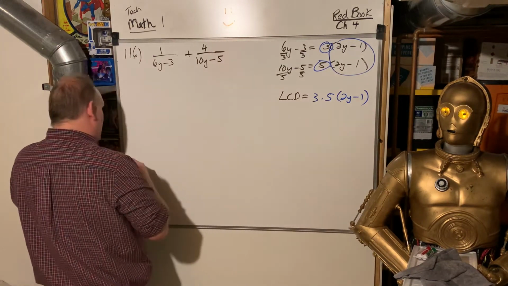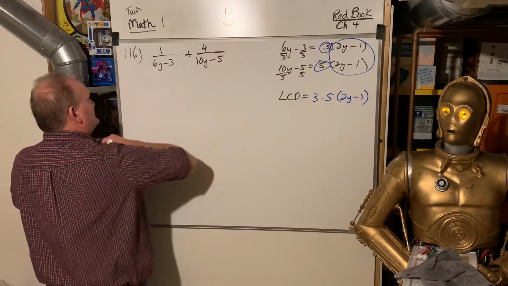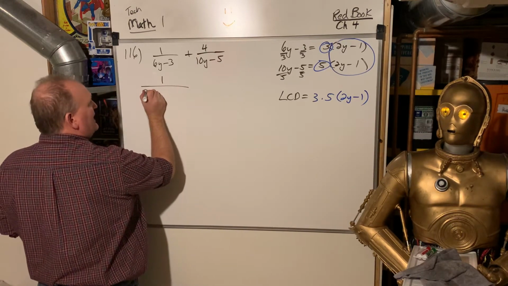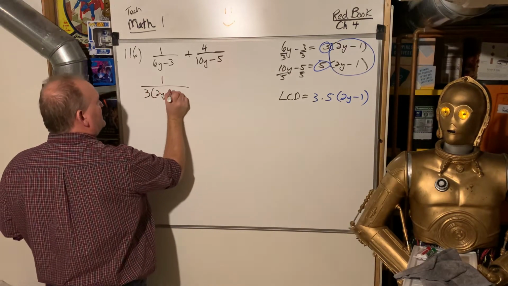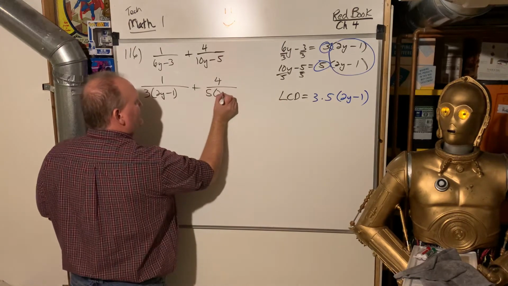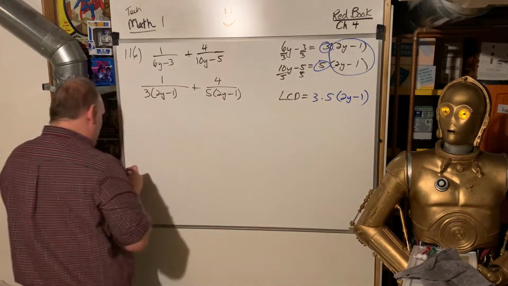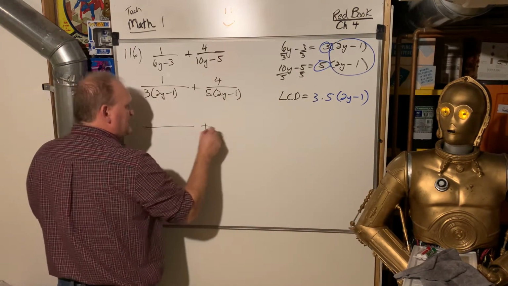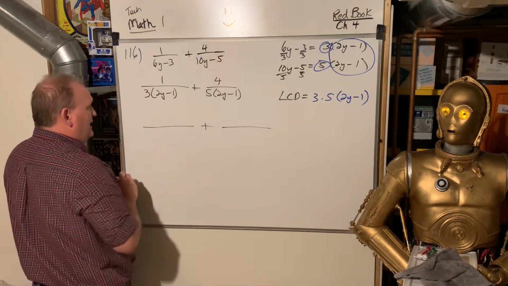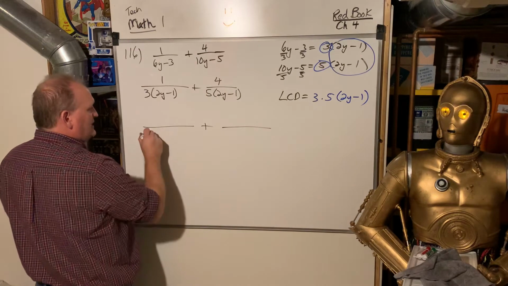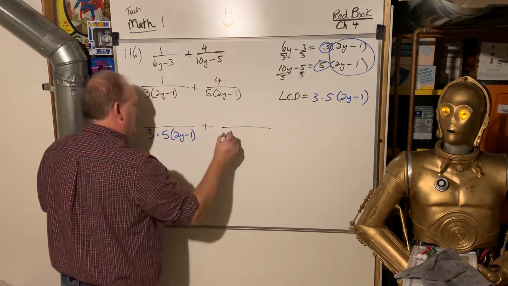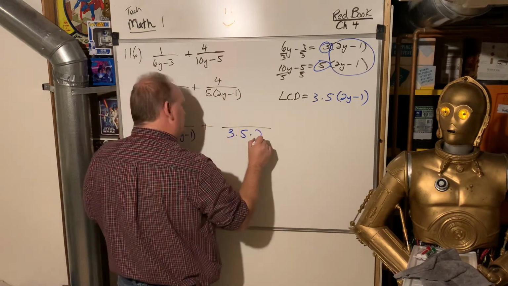And so check it out. Let's factor this. We already factored it over there, so you just copy. You get the 3 out, 2y minus 1, plus 4, and you get the 5 out, 2y minus 1. All right, but now this is what we want. On the bottom is this LCD. So on the bottom, I don't want it to be that. I want it to be this. 3 times 5 times 2y minus 1. 3 times 5 times 2y minus 1.